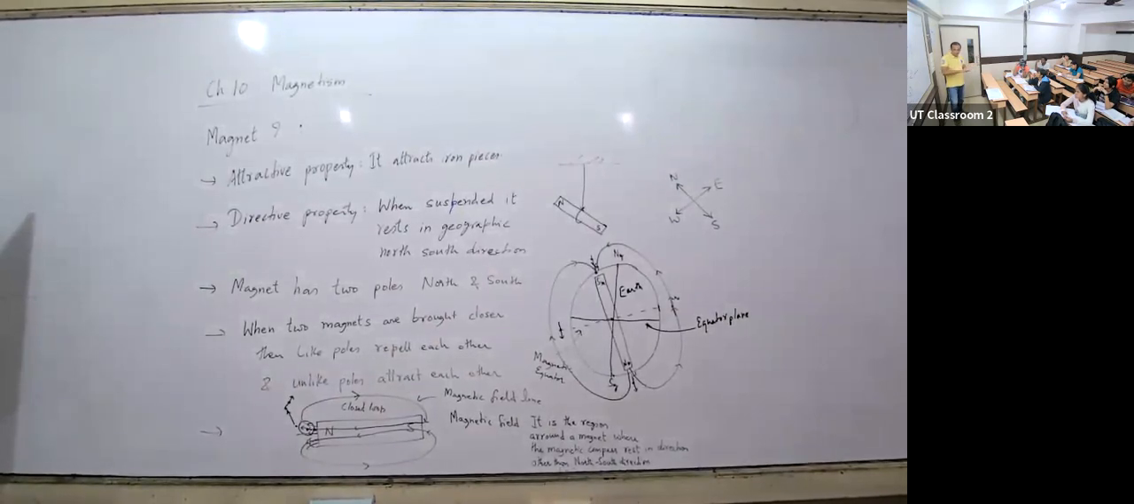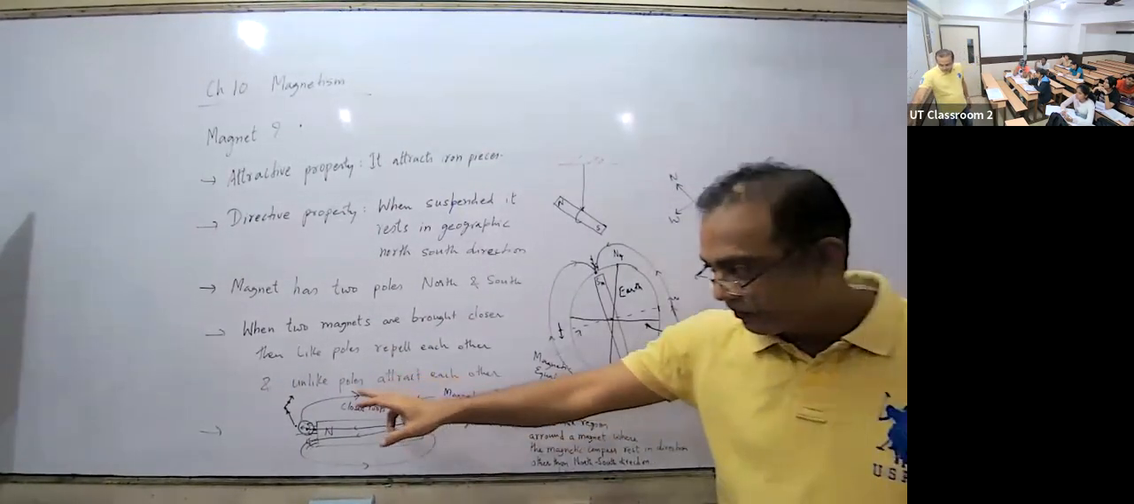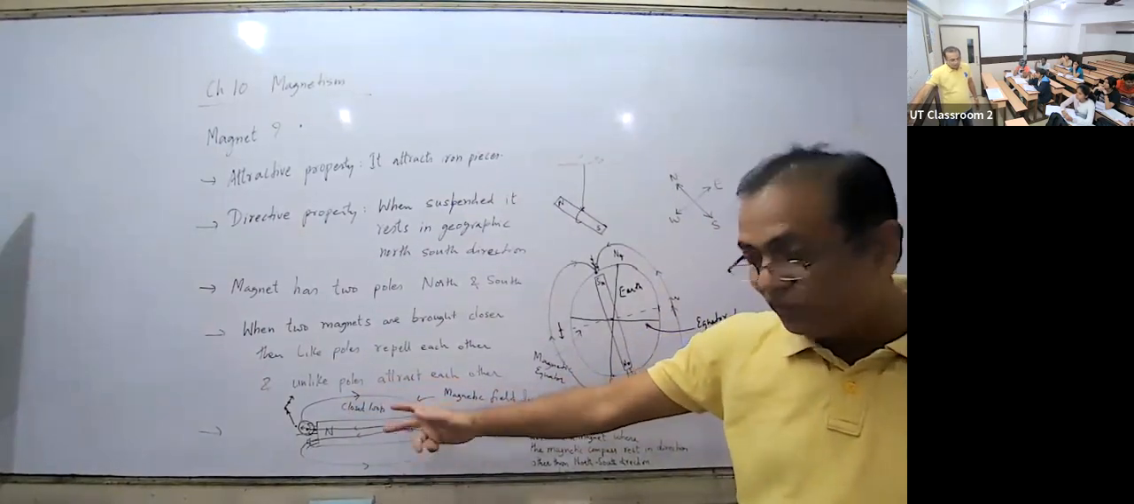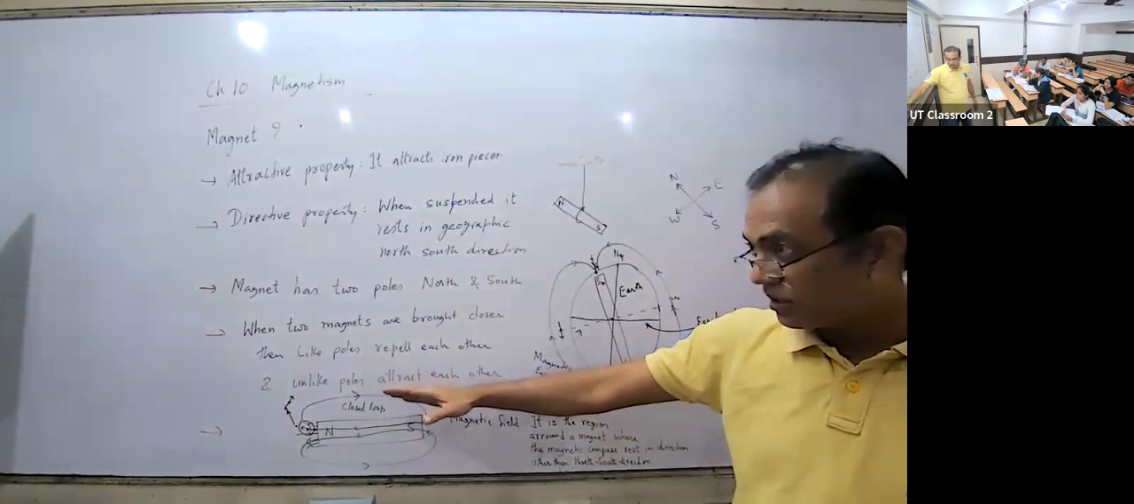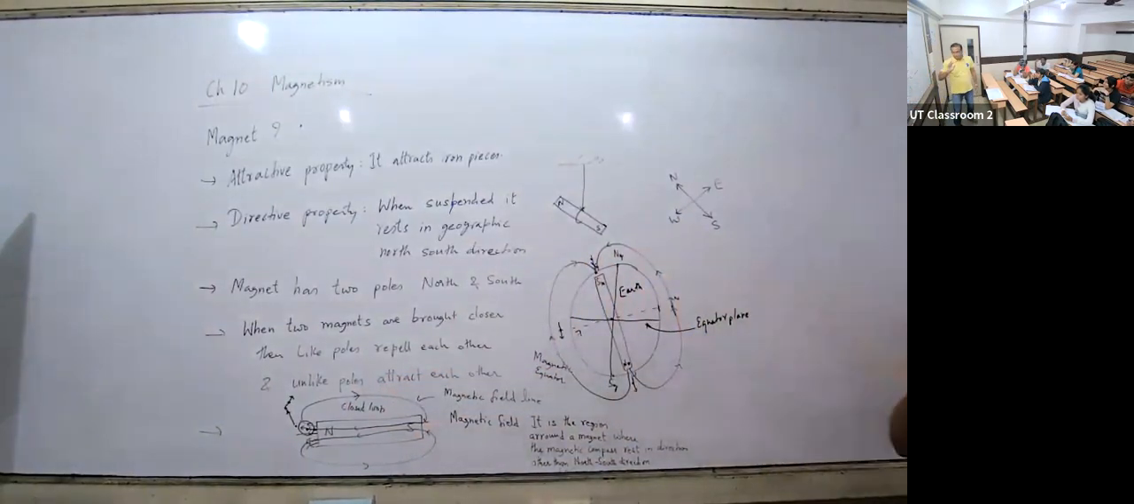So that is the magnetic field. So this is the region of influence around any magnet where the magnetic compass rests in a direction other than north-south. Okay. So far so good.